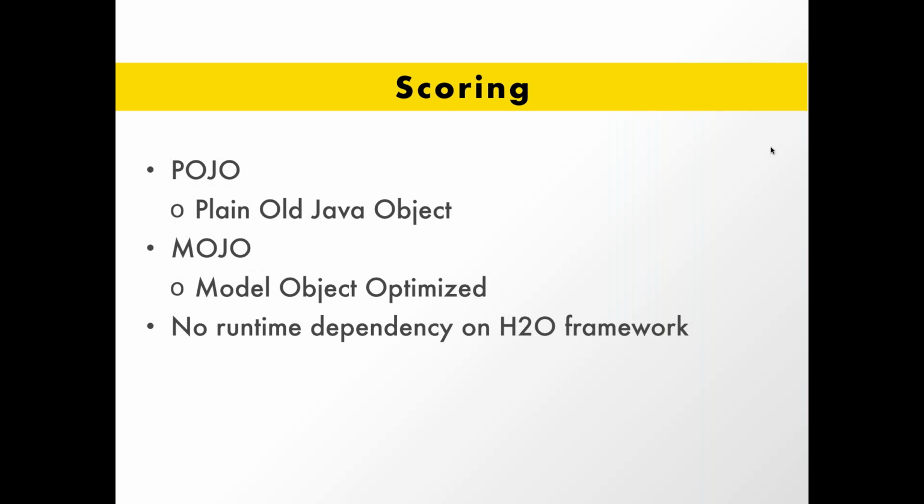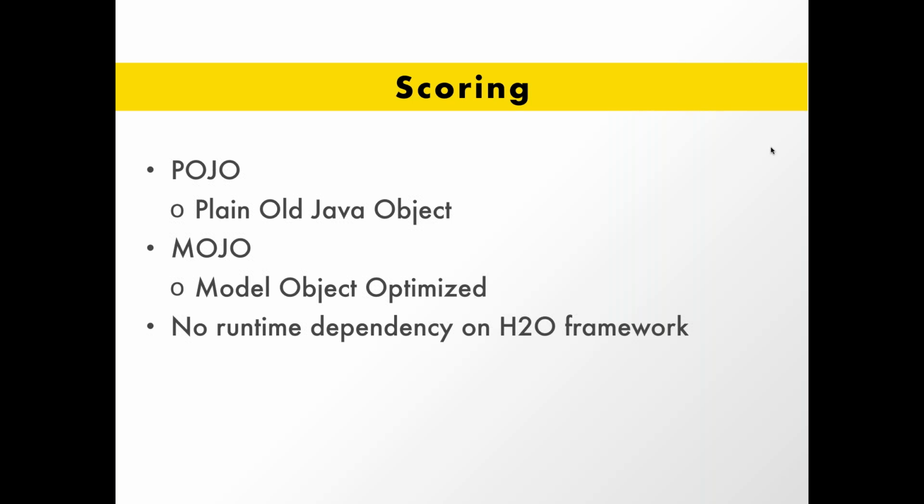And we can do predictions on this POJO. And again, we can incorporate this POJO in any Java or Scala application which we already have, for example, Spark. And we have also MOJO. It's a model object, optimized. It's a different way to store the model. It's not stored as Java anymore, because POJO has some limitations.